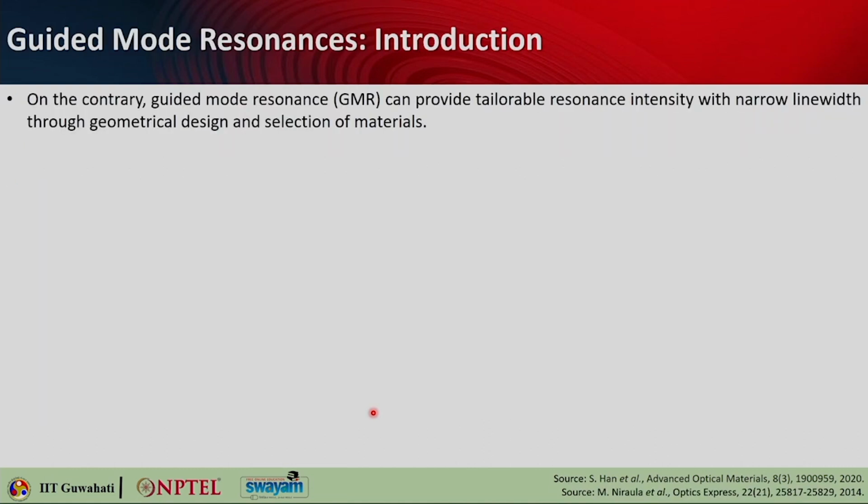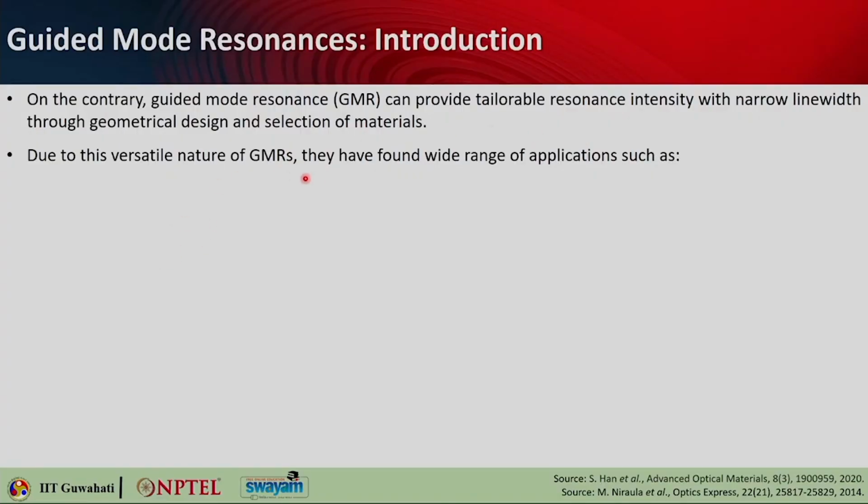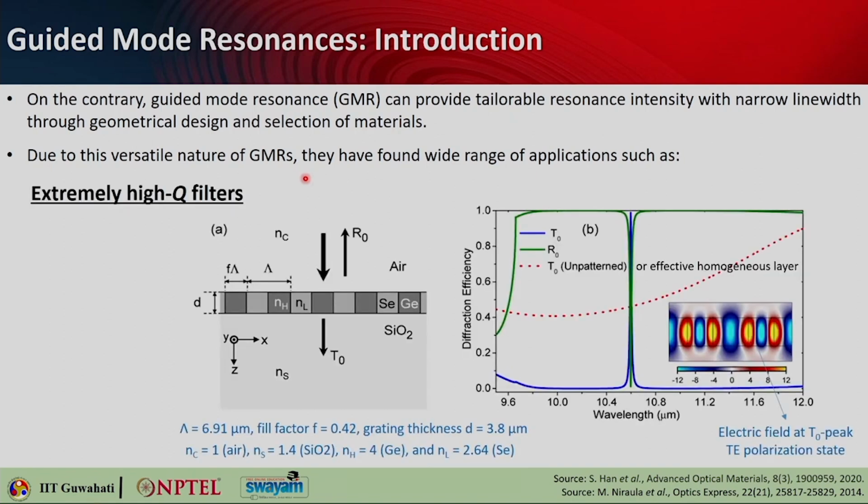Now, this is where guided mode resonance becomes very important. It can provide a tailorable resonance intensity with narrow line width through geometrical design and selection of materials. So, filters designed based on guided mode resonance can give you a very high quality factor. Due to this versatile nature of GMRs, they are found in a wide range of applications. One application we can see here is the high Q filter.